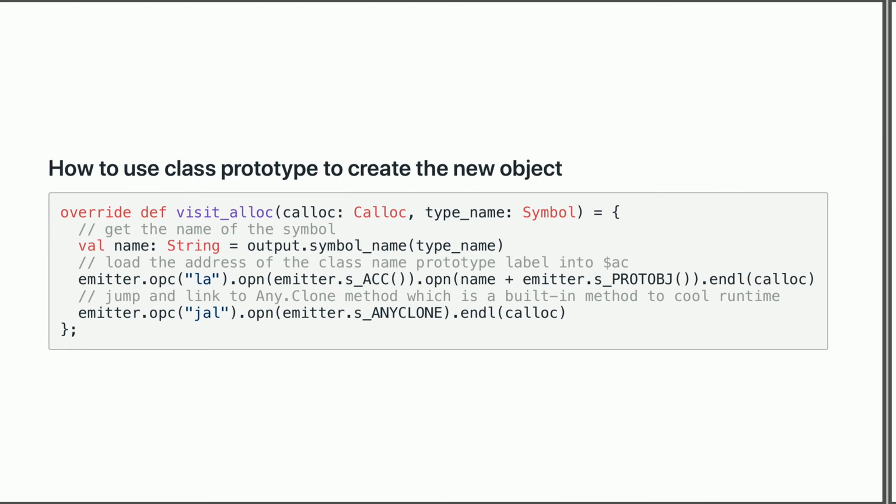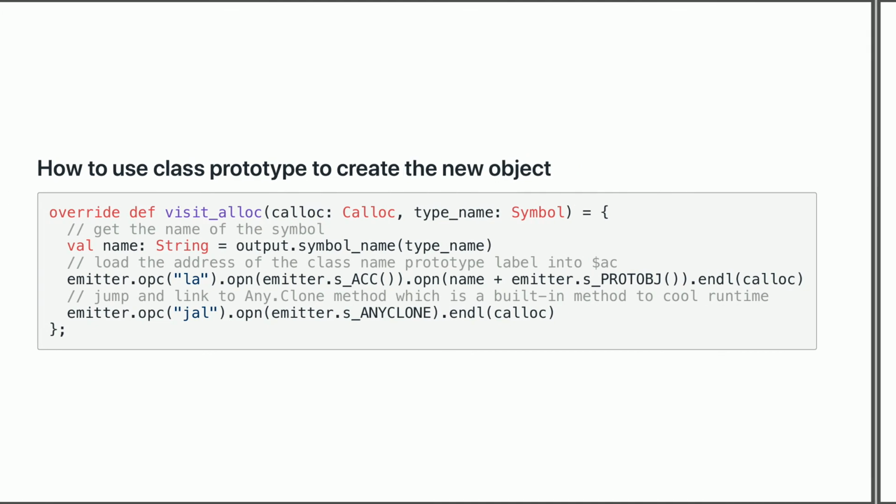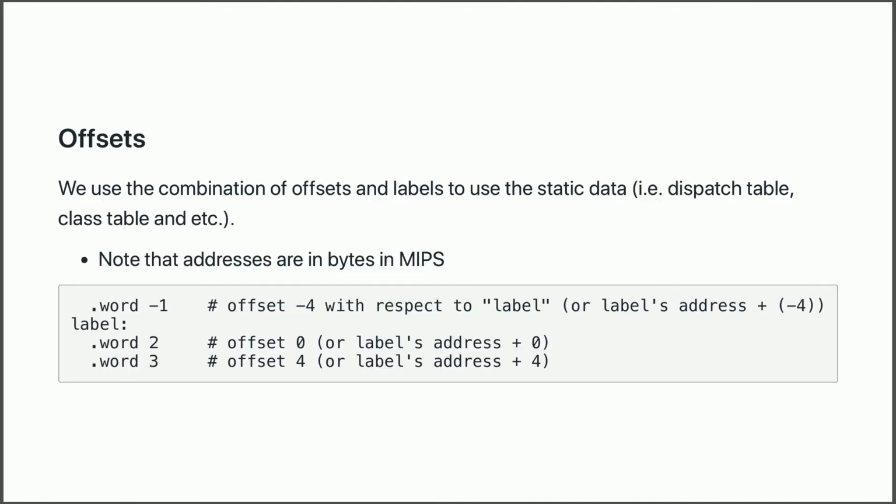So the whole idea of this lab was talking about the data section. Let's continue. One last thing is the offsets. Remember, if you have a label, what is after .word 2 is offset 0 with respect to the label, then .word 3 is offset 4, .word -1 is offset -4. So addresses are in bytes.